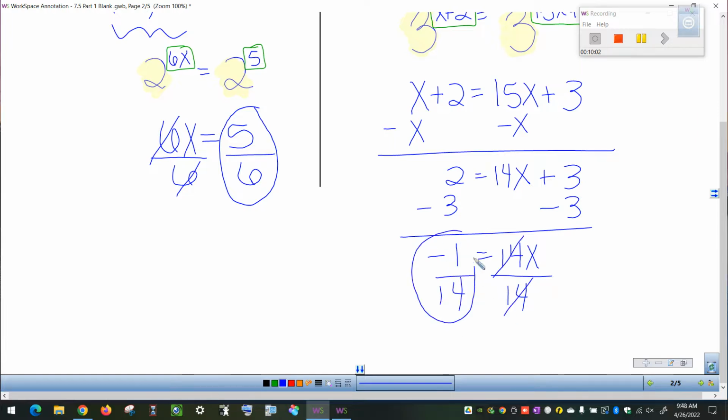In this case, we end up getting -1/14 as our final answer for x.